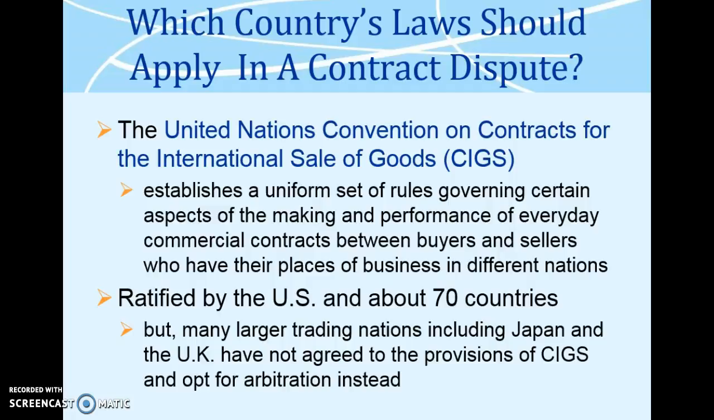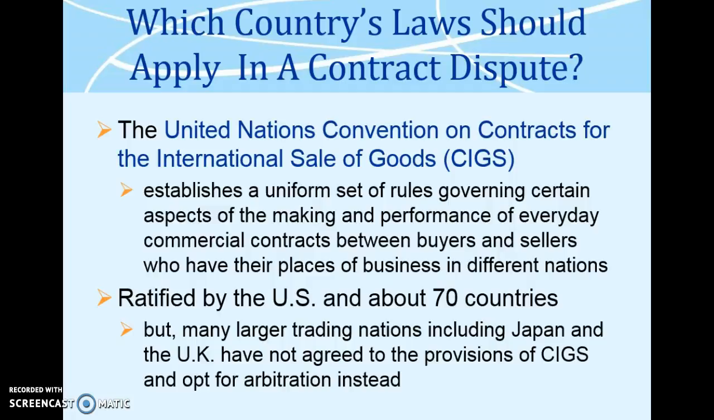Which country's laws should apply in a contract dispute? The United Nations Convention on Contracts for the International Sale of Goods, CISG, establishes a uniform set of rules governing certain aspects of the making and performance of every commercial contract between buyers and sellers who have their places of business in different nations.